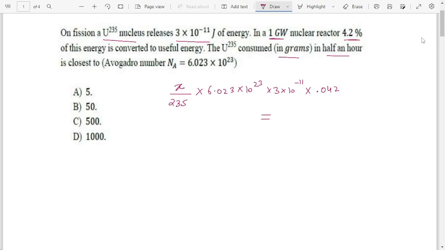Now that means this must be equal to power of reactor multiplied by half an hour time. So power of reactor is 1 gigawatt, which is 10 to the power 9 watts, multiplied by half an hour. Half an hour is 1800 seconds. So this equation will give you the value of x. The calculation is also easy because we have to find the approximate value.